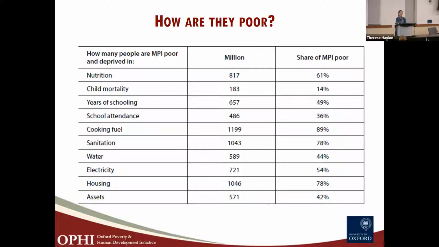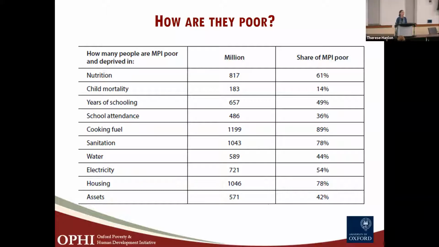So for example, when it gets dark, 90% of the people who are poor, that 1.3 billion people, 90% can't turn on the light when it gets dark. Have to use cooking fuel. They can't turn on a fire to cook their food. They don't have LPG. They don't have even kerosene. They must make a fire. And so that's 1.2 billion people of the 1.3 are deprived in cooking fuel.